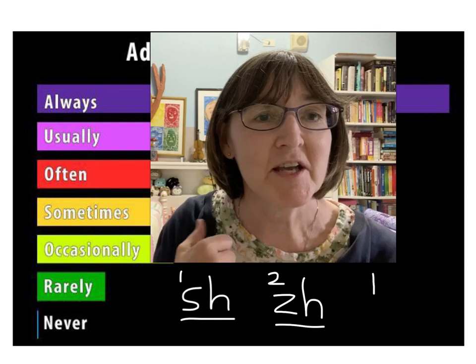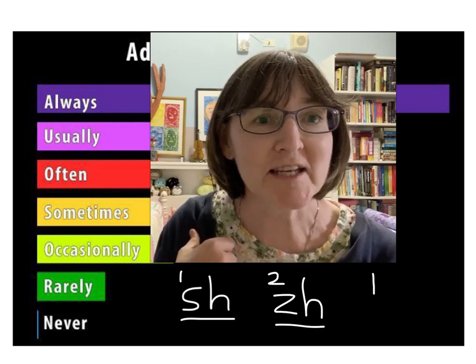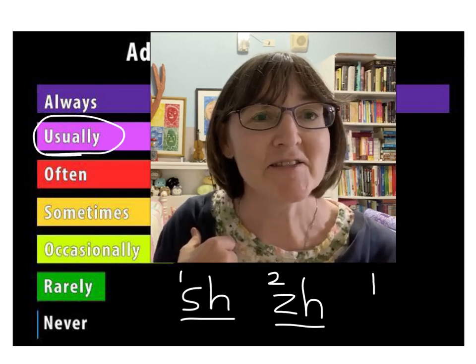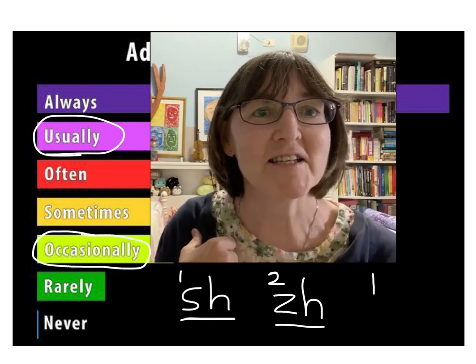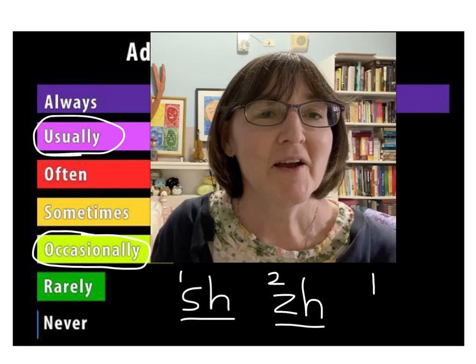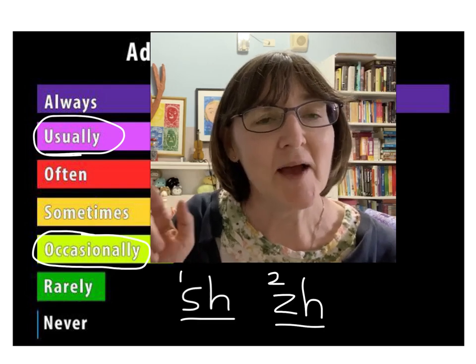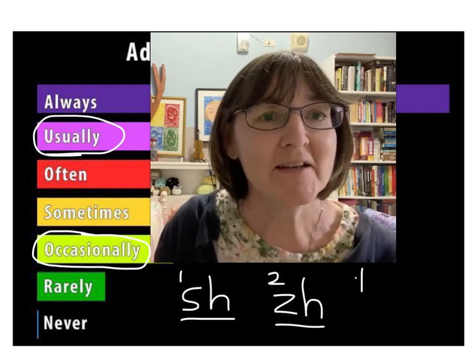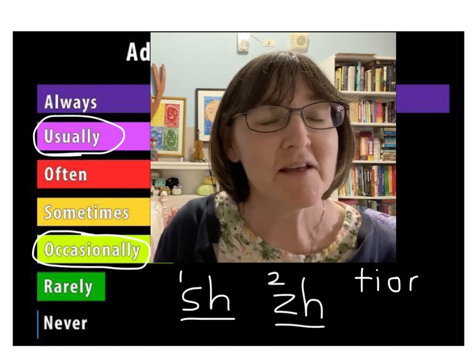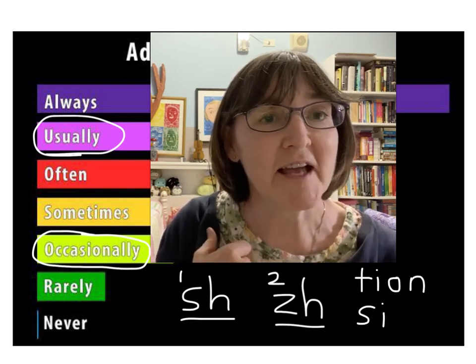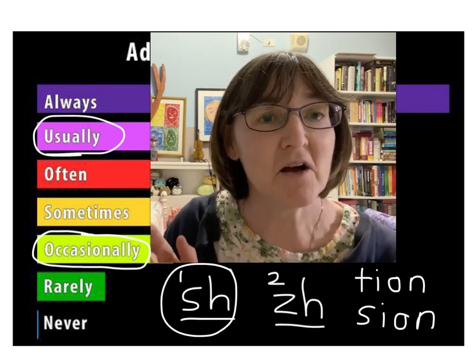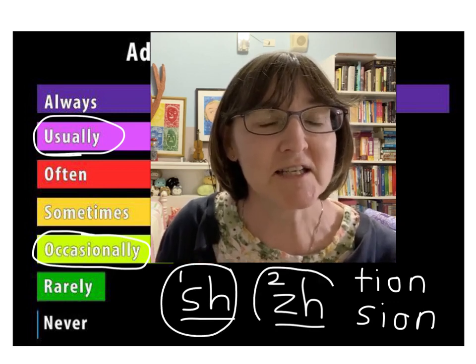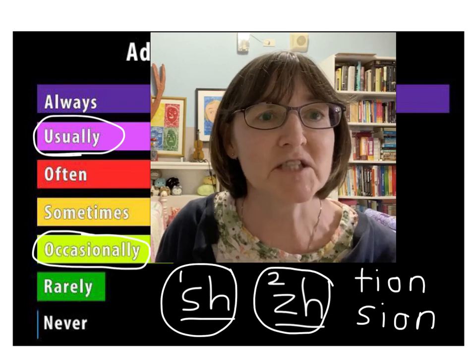One is this word, usually. Another one is this word, occasionally. When we see T-I-O-N or S-I-O-N in a word, sometimes the voice box is off, like shun, and sometimes the voice box is on, like in confusion.